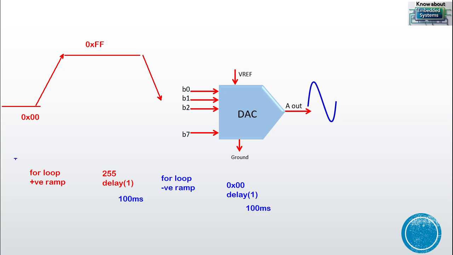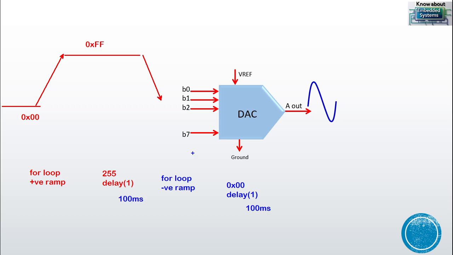There should be a positive ramp with one for loop, then when it reaches the 255 value we add a delay of approximately 100 milliseconds. Then for the negative ramp you use one more for loop, and when it reaches 0 you add one more 100 millisecond delay. We have to use the DAC again. Every time we give digital inputs to the DAC, and the DAC produces the respective output voltages, and that is going to generate the trapezoidal wave.